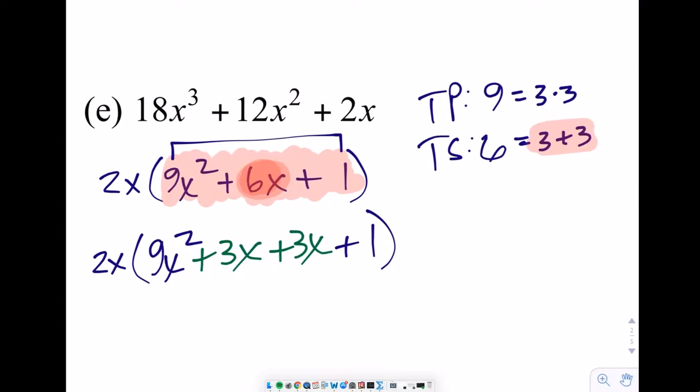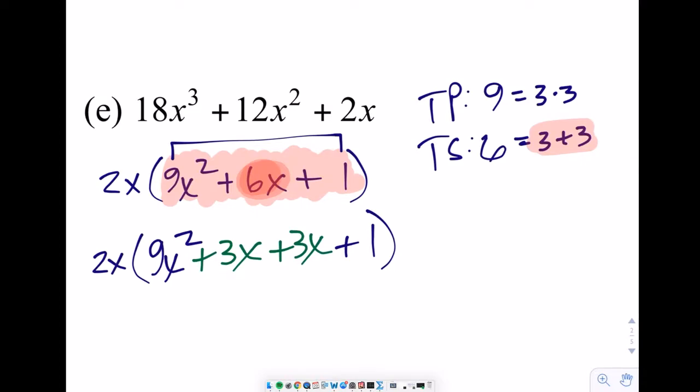Namely, what's that? Well, I haven't factored anything. Notice all I've done is I've written 6x as what? 3x plus 3x. I've just rewritten everything down. So 3x plus 3x is what? 6x. That's all I've done.